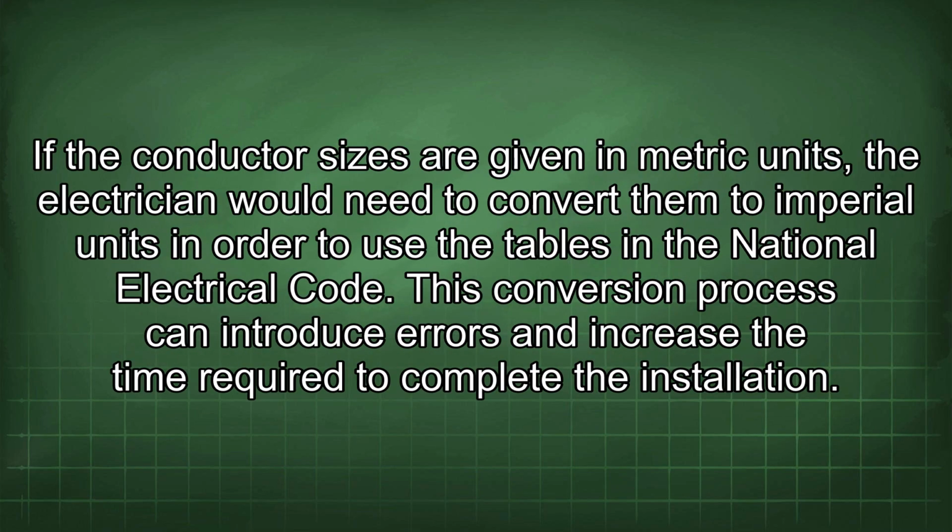If the conductor sizes are given in metric units, the electrician would need to convert them to imperial units in order to use the tables in the National Electrical Code. This conversion process can introduce errors and increase the time required to complete the installation.